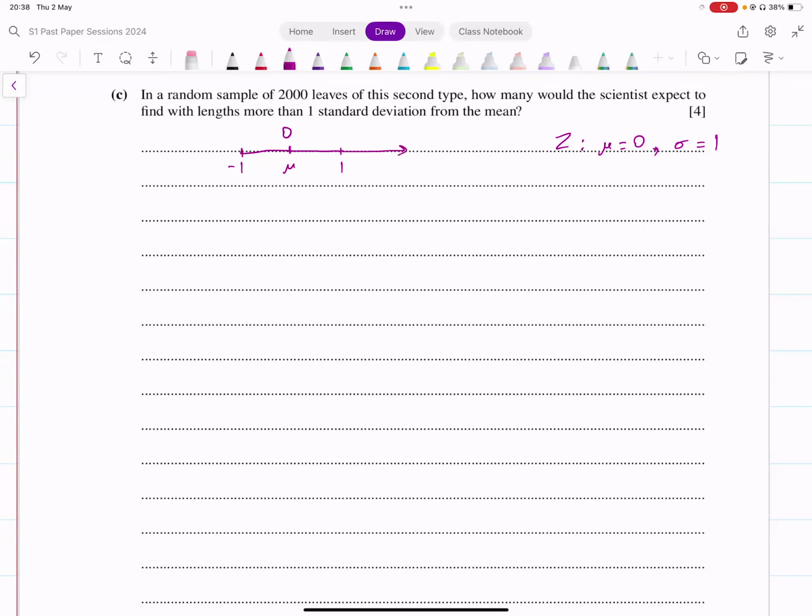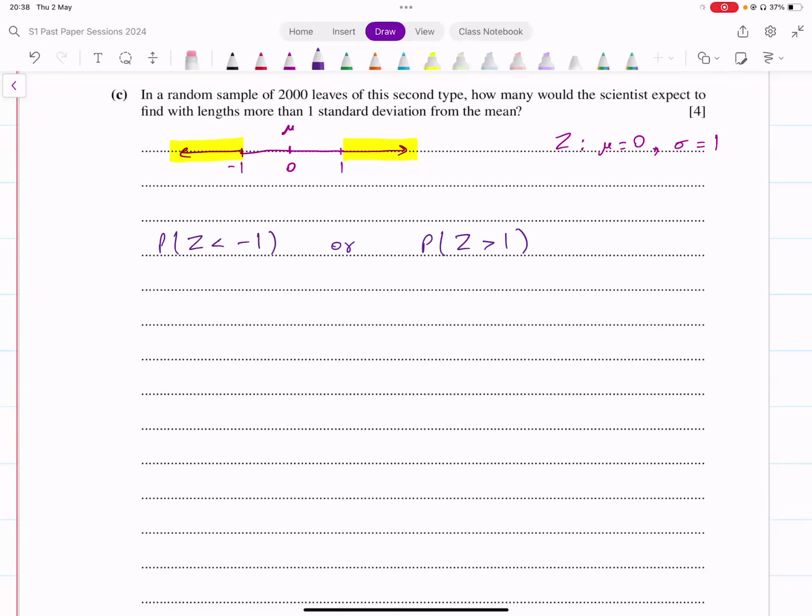You want to be more than one standard deviation away. That means you either want to be in this region or you want to be in this region, right? In the middle, you've got 0. This is 0, which is actually the mean. One standard deviation for Z is 1 unit. If you want to be more than one standard deviation away from the mean, what that means is Z should either be less than -1 or it should be greater than 1. These are the two possibilities that you've got.